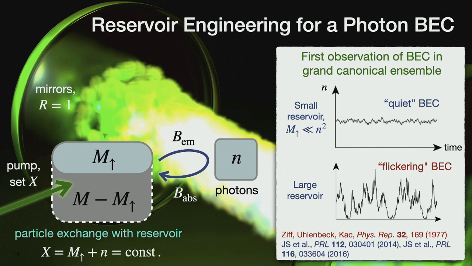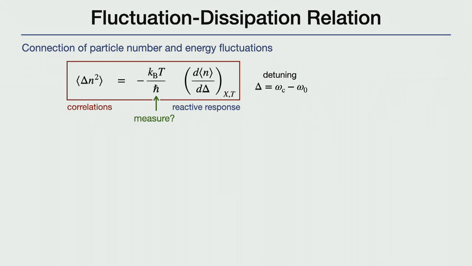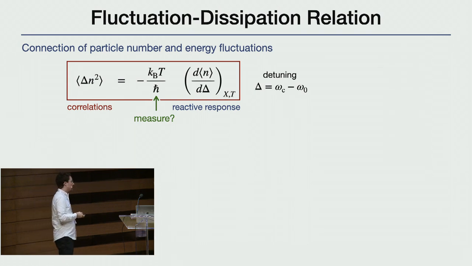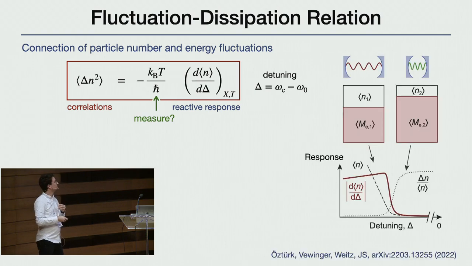Now, if you have fluctuations of a system, you start to wonder, is there something like a fluctuation-dissipation relation? And it turns out there is. But just to quickly say, the fluctuation-dissipation relation essentially tells us that number fluctuations and energy fluctuations in this equation are related by some response function, some susceptibility that translates them into each other. Or in other words, the intrinsic fluctuations are equal somehow to the response as you perturb your system. For our system, this response function is given by the change of the number of condensed particles as you change the detuning, which is the frequency difference between the condensate and the dye molecule resonance.